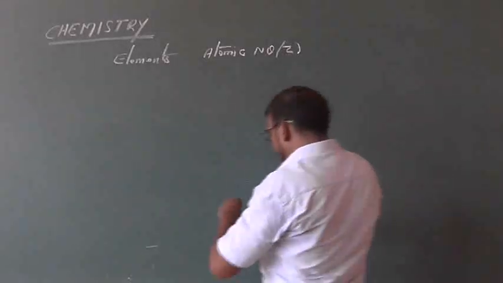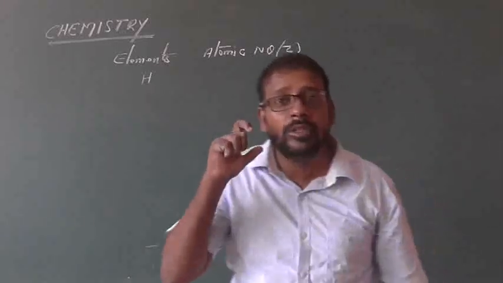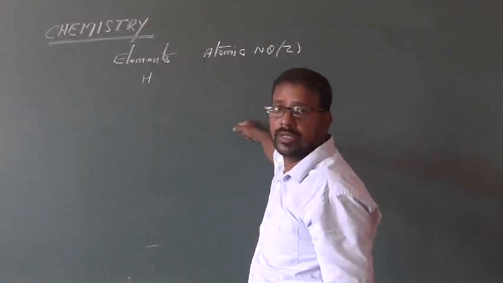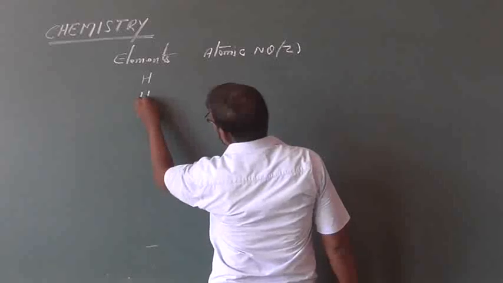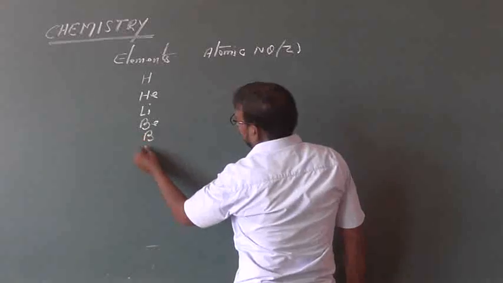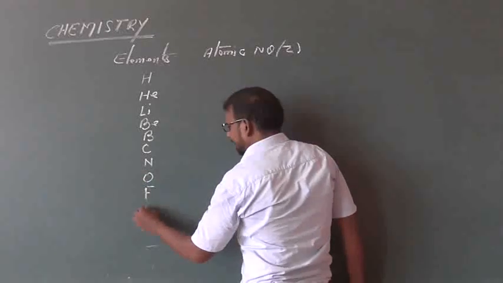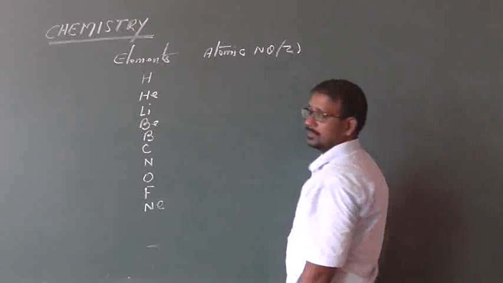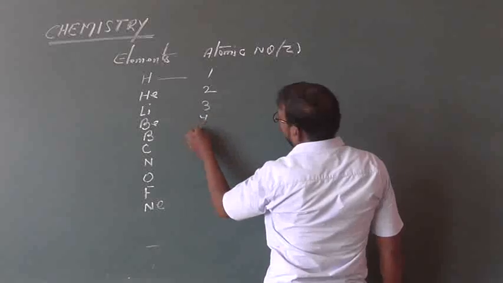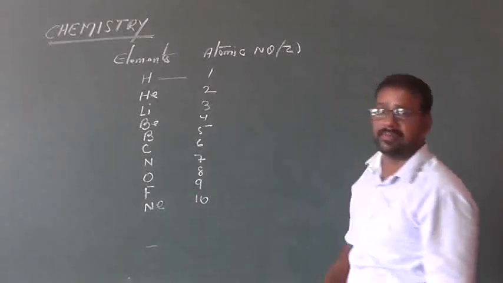So elements. What is the name of element? First I am going to write a symbol and listen to the name and note down in your copy. Actually these elements are given in your book also. So H stands for hydrogen, helium, lithium, beryllium, boron, carbon, nitrogen, oxygen, fluorine, neon. What is the atomic number of hydrogen? 1, 2, 3, 4, 5, 6, 7, 8, 9 and 10. These are the elements from 1 to 10.